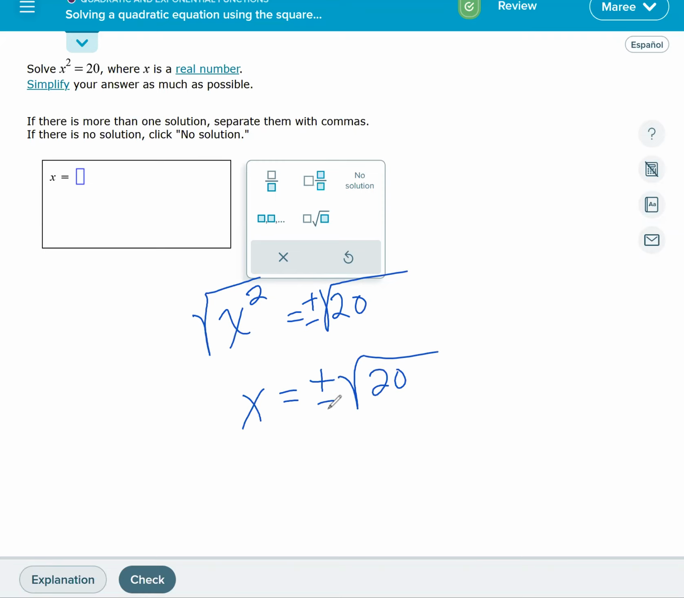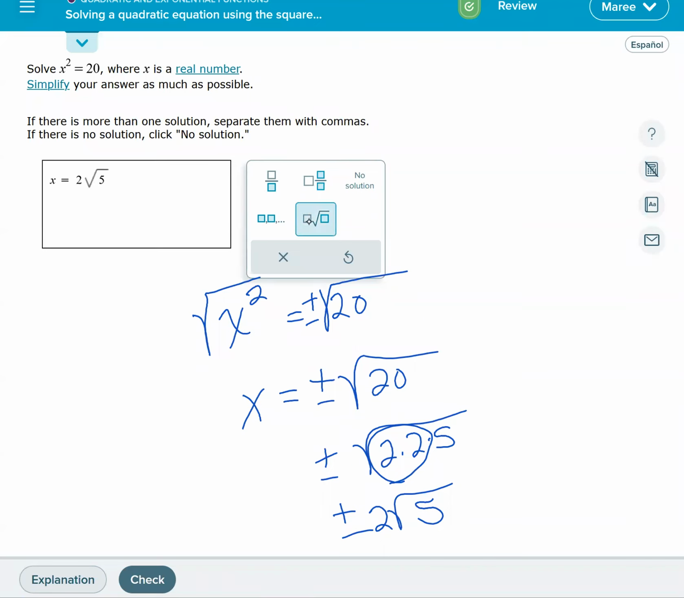I like to write 20 as 4 times 5, which is 2 times 2 times 5. And that means we have 2 square roots of 5. And we need the positive and the negative answer. They don't give us a plus minus sign, so we're going to have to write out 2 root 5 and negative 2. Oopsies, back up. Don't forget to put 2 root 5, and then you come over, put your comma, and say negative 2 root 5. These are the exact answers.